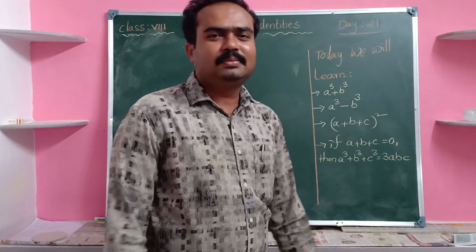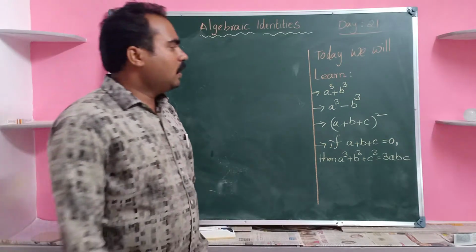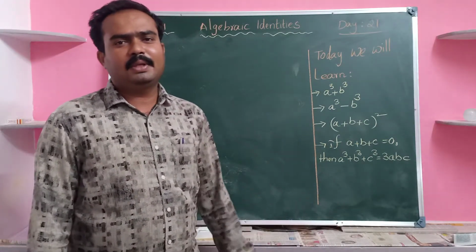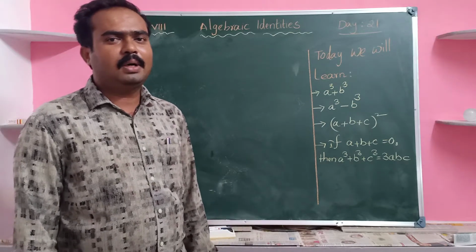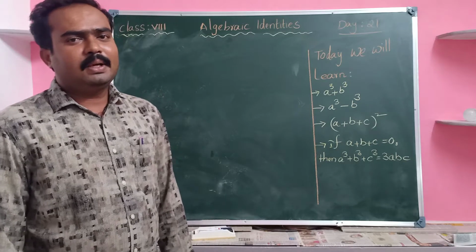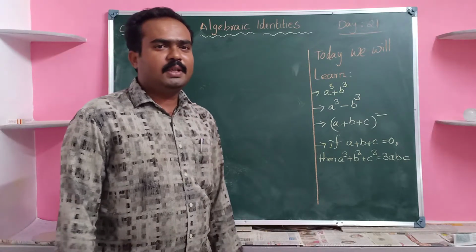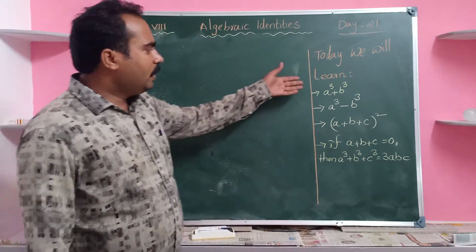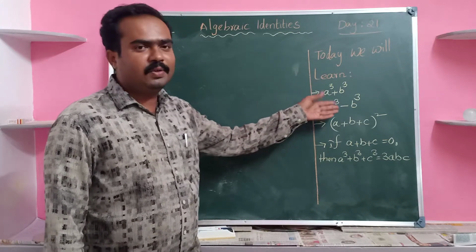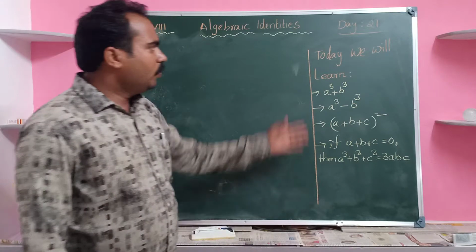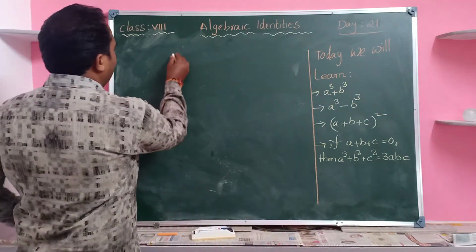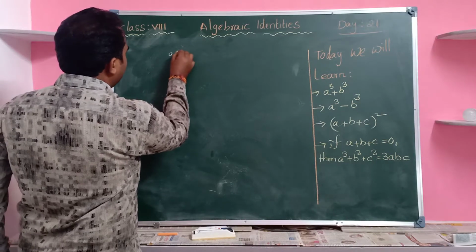Good morning to all. In the previous class we discussed (a+b)^3, (a-b)^3, and (x+a)(x+b). By using (a+b)^3 and (a-b)^3, we can derive the expansions for a^3 + b^3 and a^3 - b^3. Now we will see.